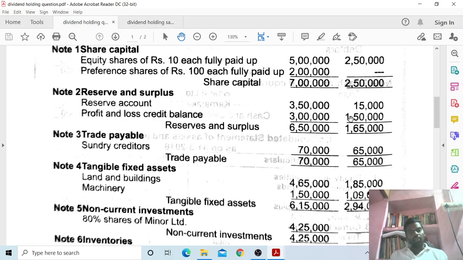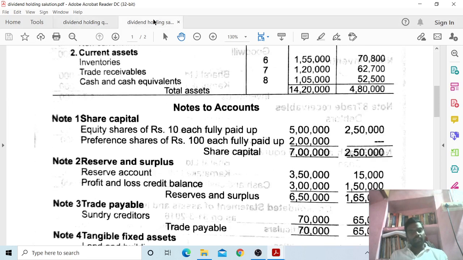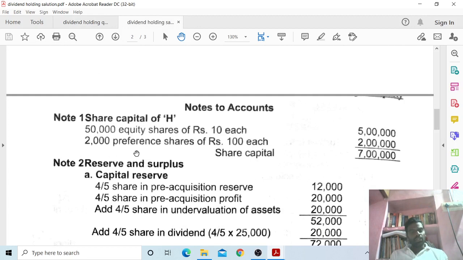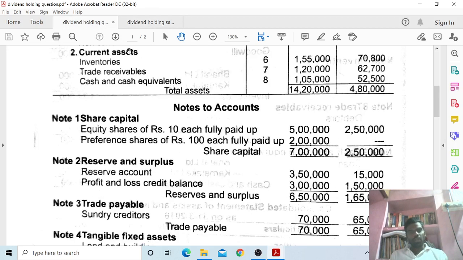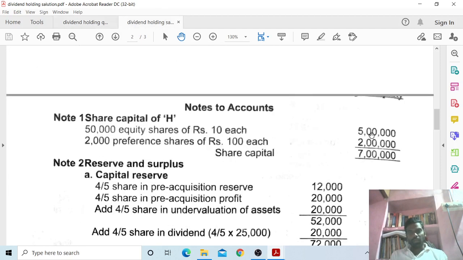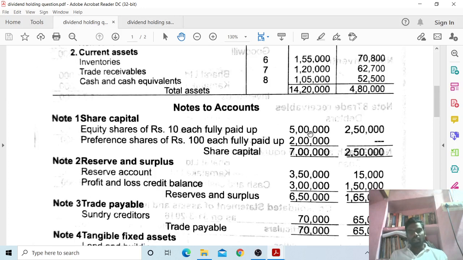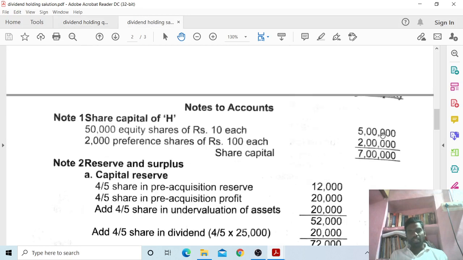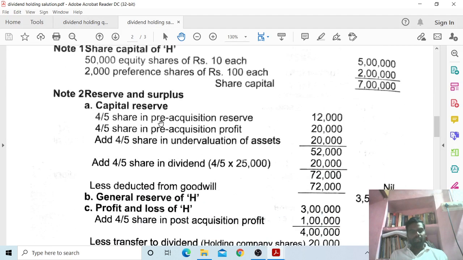You have to take holding company shares 5 lakh, so I have to take 5 lakh here. 2,000 preference shares of rupees 100 each, you have to take preference shares rupees 2 lakh, holding company. Equity share is also holding company. So 2 lakh plus 5 lakh, you have to take only holding company share capital. So I have to take holding 7 lakh rupees share capital. Note number 1.